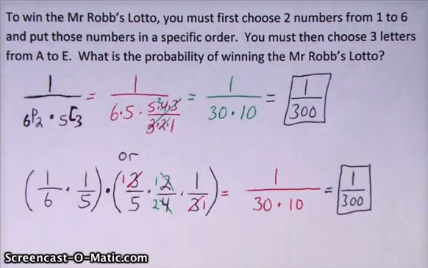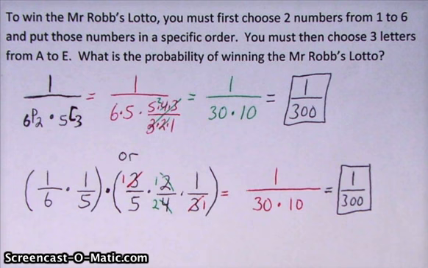All right, let's do a little probability. To win Mr. Rob's Lotto, you must first choose two numbers from 1 to 6 and put them in a specific order. You must then choose 3 letters from A to E, and it doesn't look like you care about what order you choose them in.